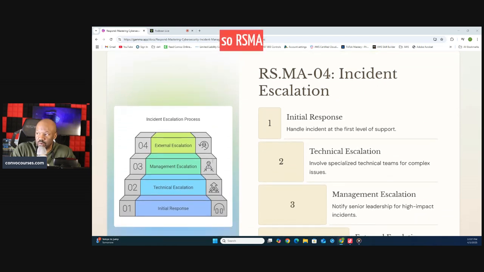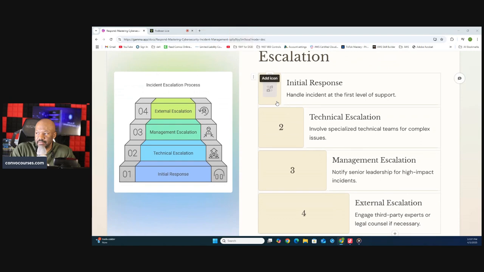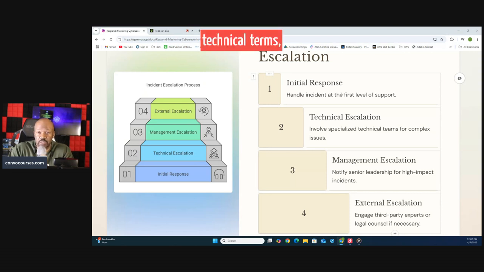Okay, so RSMA4, incident escalation. Number one, initial response. This is incident handling. And normally what organizations have is some kind of tiered system. That's why you hear different tiers: tier one, tier two, tier three. And in technical terms, on a help desk, you'll have a tier one.